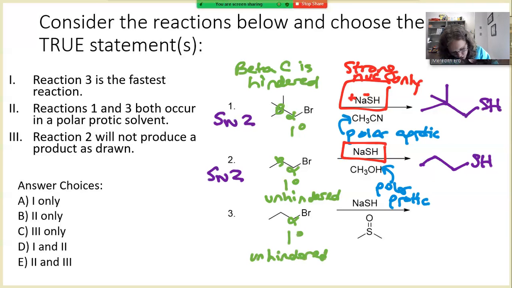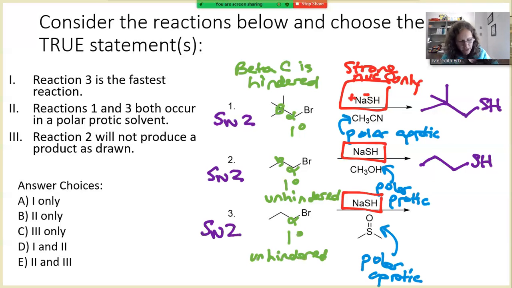and the same reagent. So again, a strong nucleophile only, but our solvent is different this time. This time our solvent is DMSO, and DMSO is a polar aprotic solvent. So as we discussed in the first example, aprotic solvents favor our SN2 reaction as well. So all three of these reactions are SN2. They all make thiols as products. So now that we've thought about the reactions, let's go over and take a look at our statements.